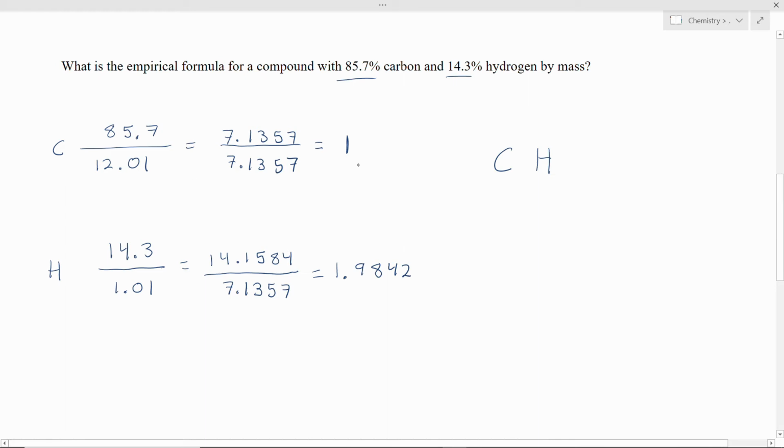Now we have the carbon and the hydrogen, and all we need are the subscripts. So for carbon we know we have 1, so that goes there, but because it's 1 we don't show that. And for hydrogen we have 1.9842, which is very close to 2. So we have 2 atoms of hydrogen in this case. Our final answer is CH2 for the empirical formula for this question.